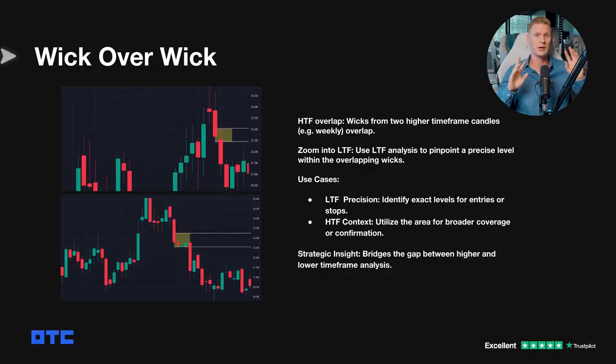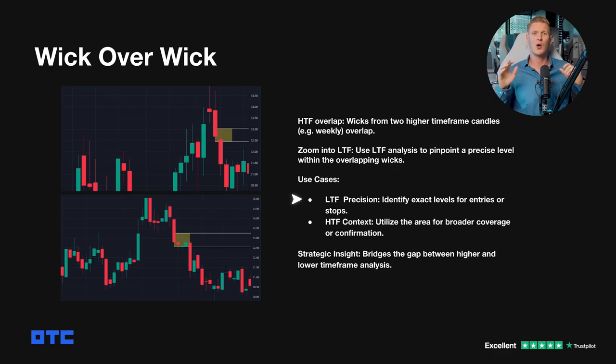Big brothers can sometimes be difficult to identify. Instead of a clear zone on higher time frames, we might encounter a formation known as wick over wick. In this example, take note of how the wicks of two weekly candles overlap. This overlap acts as a key signal. If we zoom into a lower time frame, we often discover a precise level within that range that we can use for analysis. This concept is especially valuable for two reasons.